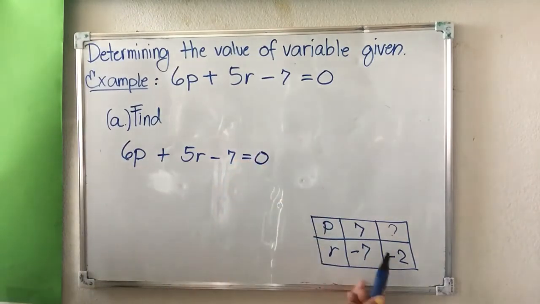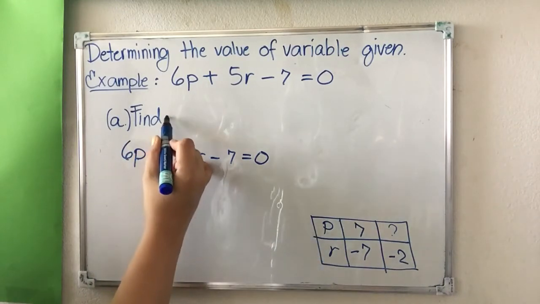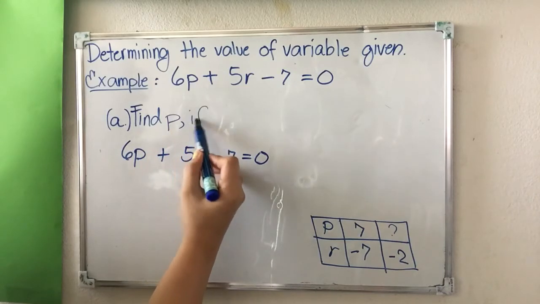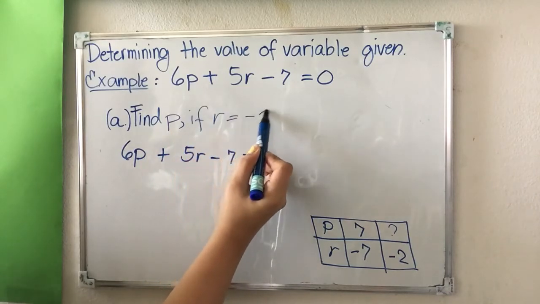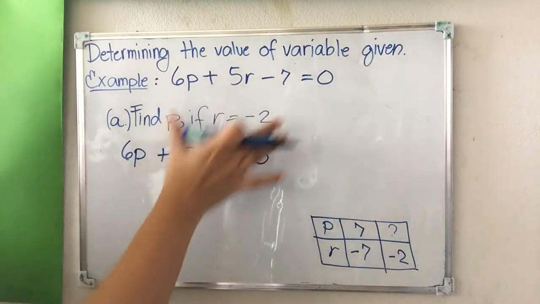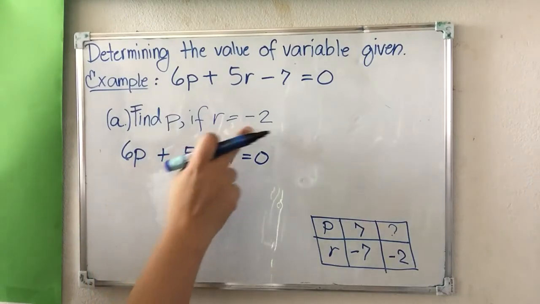Let's change. We have here R is equal to negative 2. So we are going to look for P. Find P if R is equal to negative 2. Alright, so again, the same equation we have here. Find P if R is negative 2.